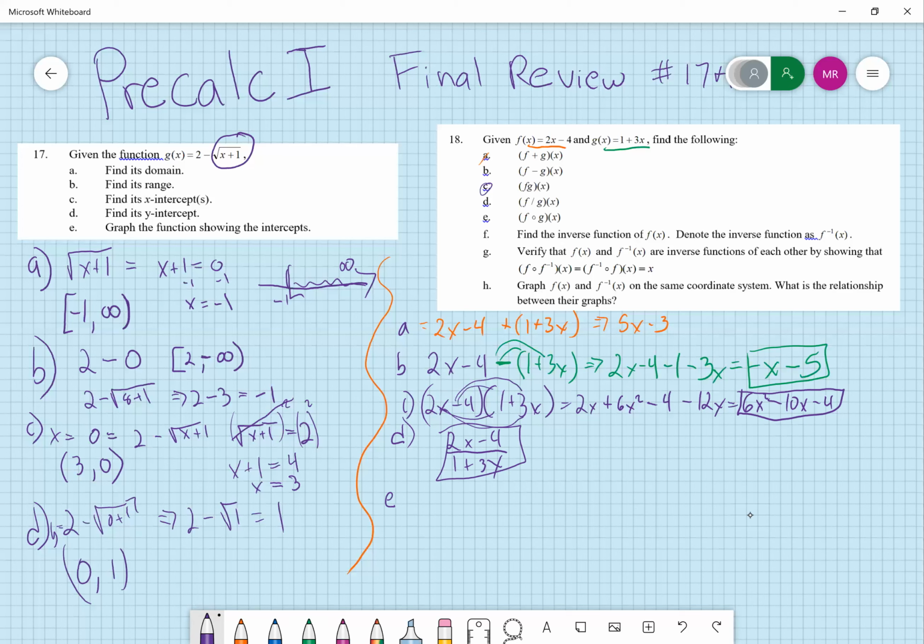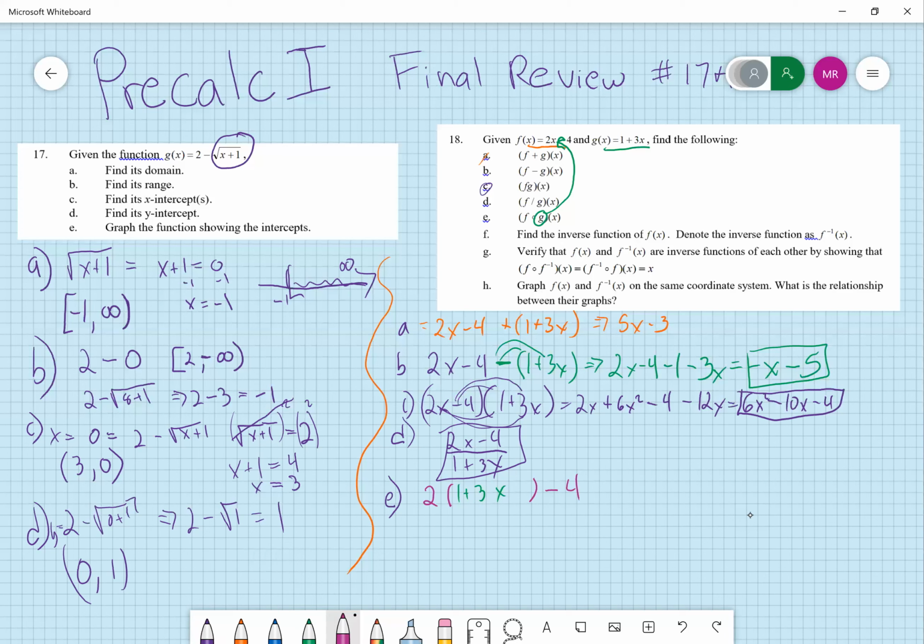Now E can get a little tricky. This is f of g of x. Sometimes it's hard to know which one to put in. And for this, the g goes in wherever there's an x for f. So we're going to write out f of x and leave space for that g. So we've got 2, and what are we going to put in our x? And then -4. And our g of x goes in for x. So 1 plus 3x.